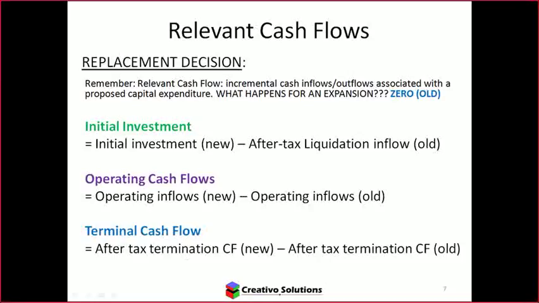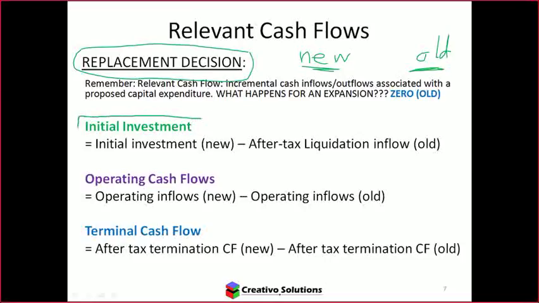Replacement. When I look at a replacement decision, do I need to consider the old? Yes. So how many calculations do you do for a replacement decision? New minus old. Two. You use one for the new and you use one for the old. Does that make sense? Okay, so for the initial investment, how many calculations do you do? Two. You do one for the new and one for the old, to get the initial investments.